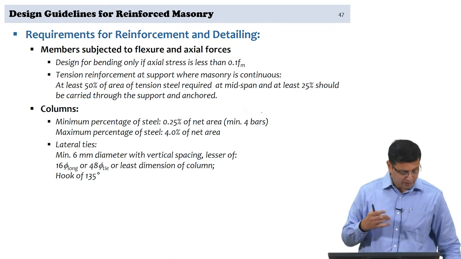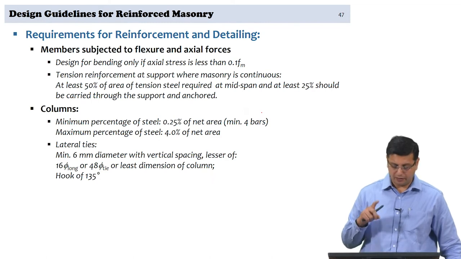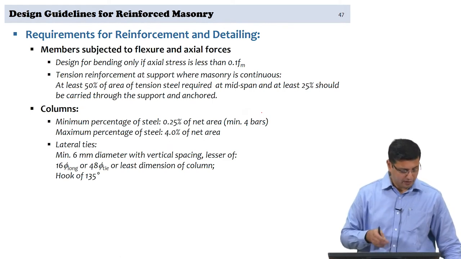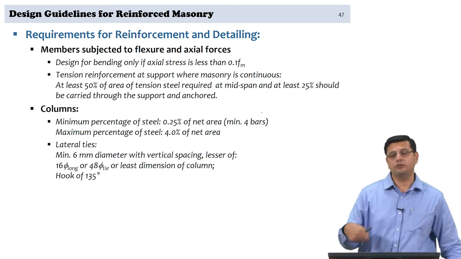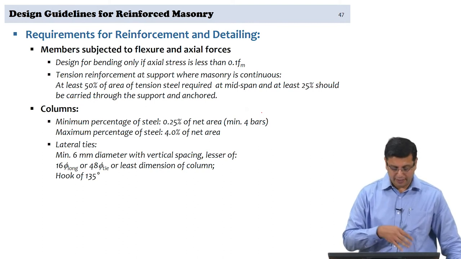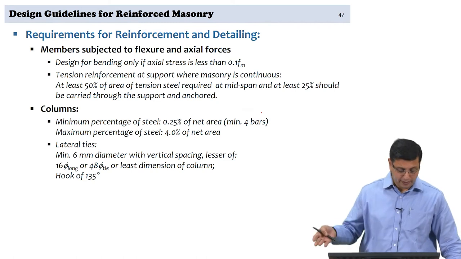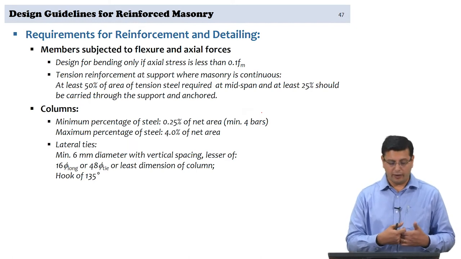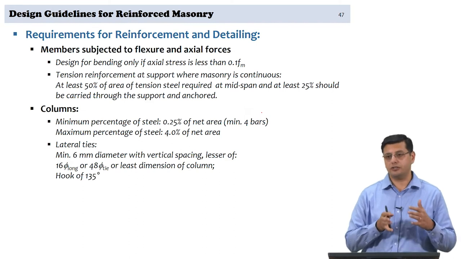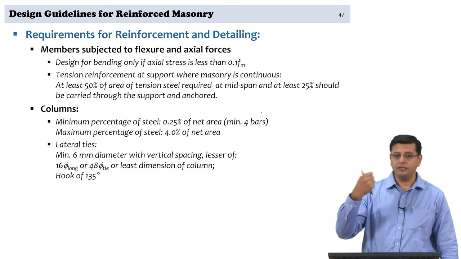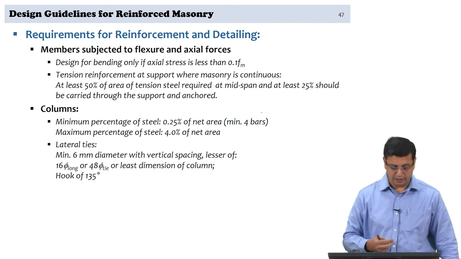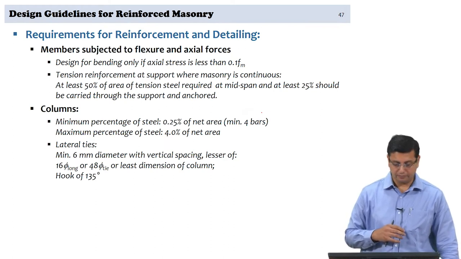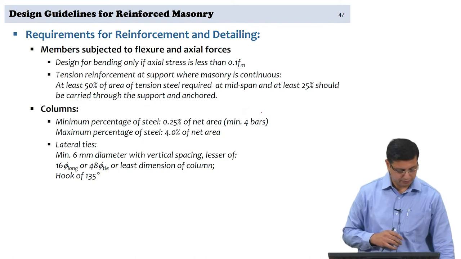Lateral ties have to be provided within columns, so your cavities must be sufficient enough to be able to provide lateral ties. These ties should have a diameter of at least 6 millimeters and with a vertical spacing being the lesser of either 16 times the diameter of the longitudinal bars or 48 times the diameter of the ties itself. So, there are very specific requirements that you can check as far as the spacing of the lateral ties or the least lateral dimension of the column, and you are required to provide 135 degree hooks, which are required to ensure that confinement is not lost to the core concrete before the yield capacity of the steel reinforcement is reached. And this is a particular requirement for seismic resistance of masonry and reinforced concrete constructions.